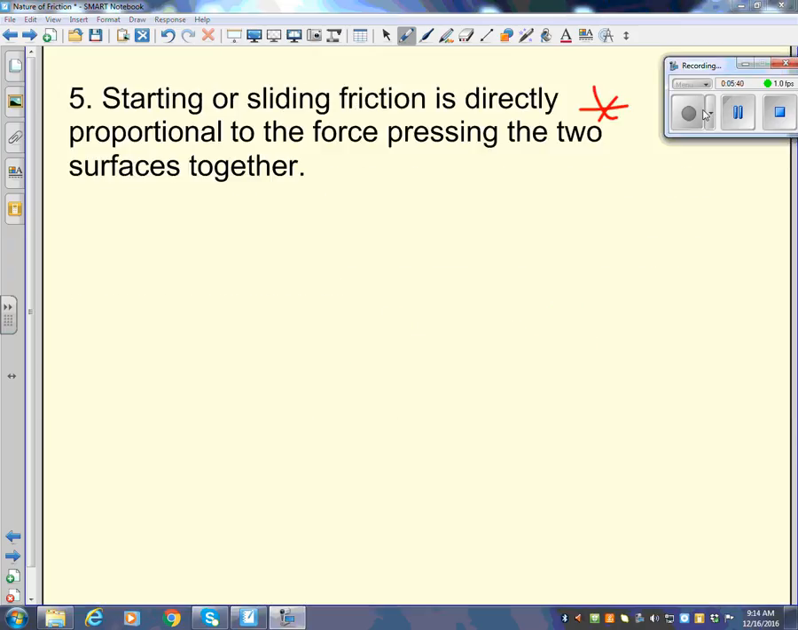Starting or sliding friction is directly proportional to the force pressing the two surfaces together.